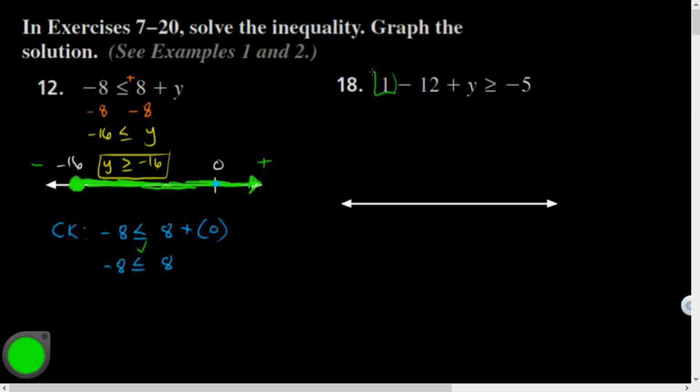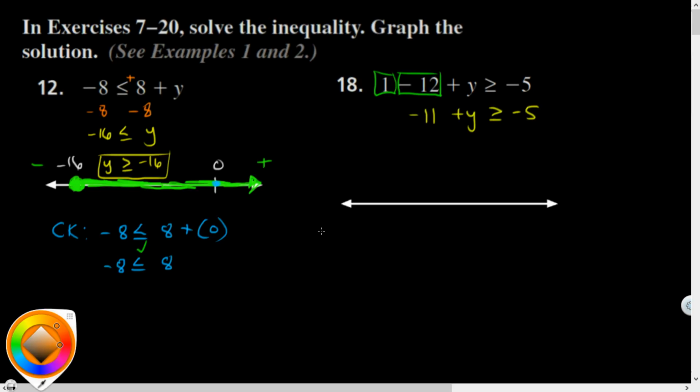All right, so up here, I want to solve for y. Let's start by combining some like terms. 1 and negative 12. Those terms are like friends, right? Right, Devin? So that's negative 11 plus y. It's greater than or equal to negative 5. How do I get y by itself?